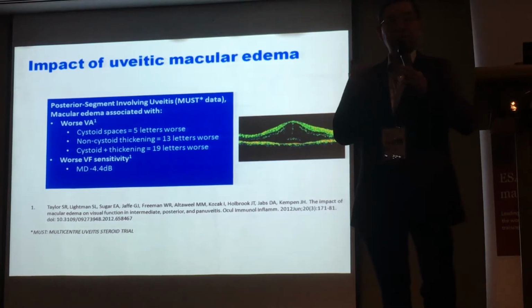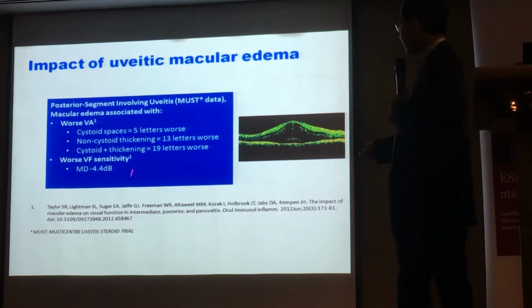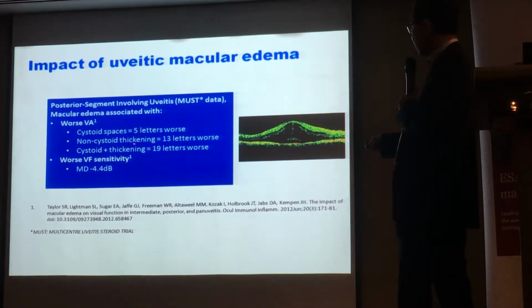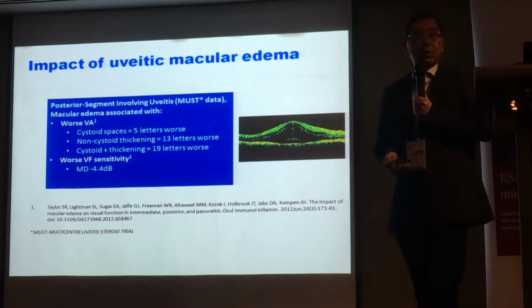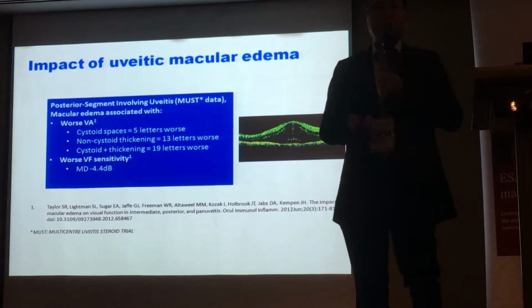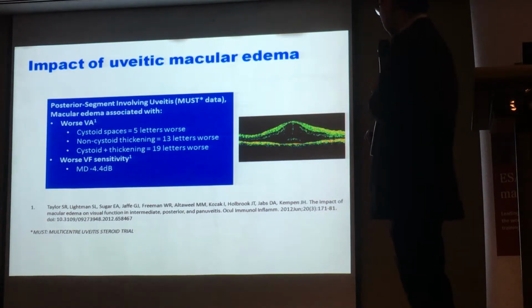So these are sort of a coalescence of fluid, so large cystoid spaces. If it's non-cystoid thickening, more diffuse, 13 letters worse. If you have both cystoid and thickening, it's 19 letters worse. So if you have different patterns of OCT, you have different prognosis.